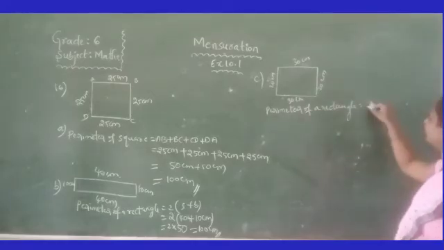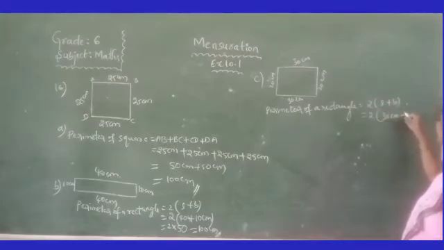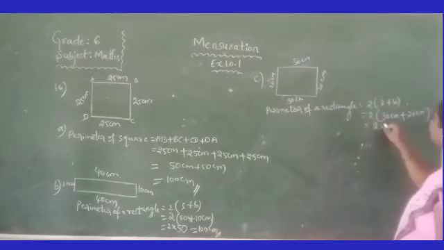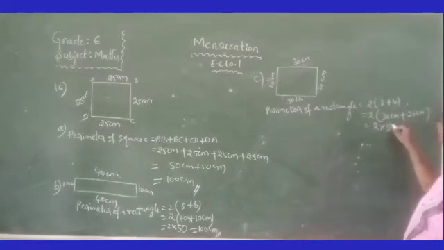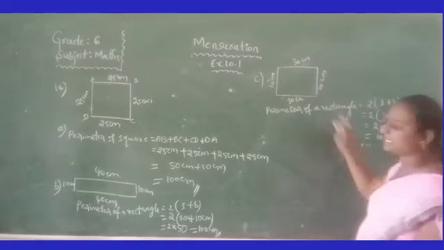So perimeter of a rectangle is 2 into (L plus B). 2 into (length 30 centimeters plus breadth 20 centimeters), then 2 into 50 centimeters. 2 into 50 is 100 centimeters. Here also the perimeter of the rectangle is 100.